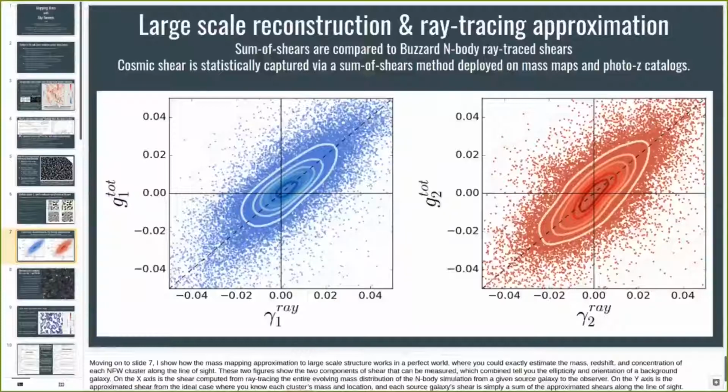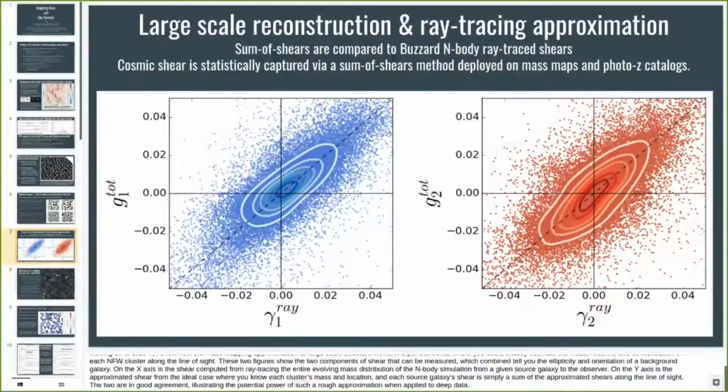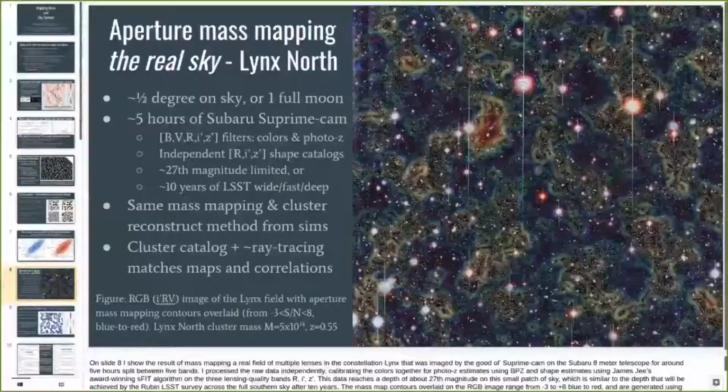These two figures show you the two components of shear that can be measured, which when combined, tell you the ellipticity and orientation of background galaxies. On the x-axis is the shear computed from ray tracing the entire evolving mass distribution of the N-body simulation from a given source galaxy to the observer. On the y-axis is simply a sum of the approximated shears along the line of sight. The two are in good agreement, illustrating the potential power of such a rough approximation when applied to real data.